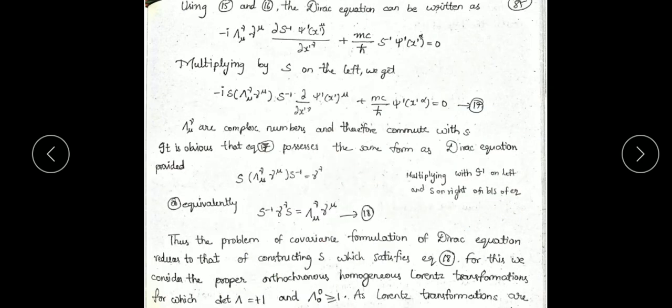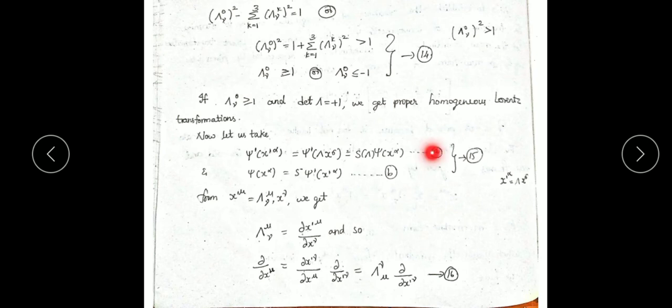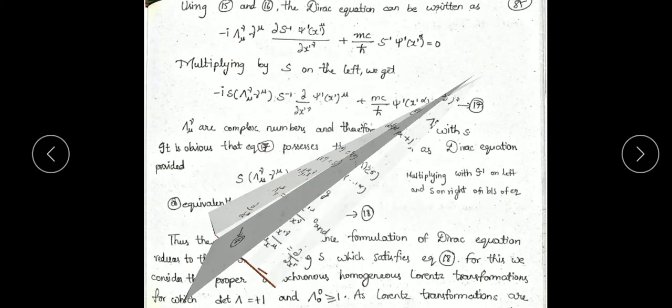So next thing is, using equations 15 and 16 the Dirac equation can be written as follows. By using the 15th equation, that is psi of x equals S inverse of psi dash, in the place of ∂/∂x^μ in the covariant form of Dirac's equation, we need to replace it with λ^ν_μ ∂/∂x'^ν. So we would get this form.